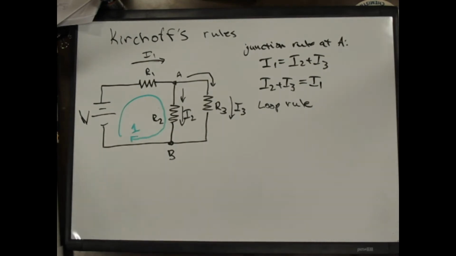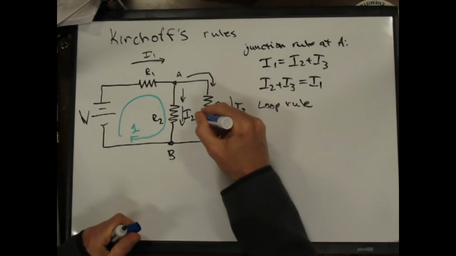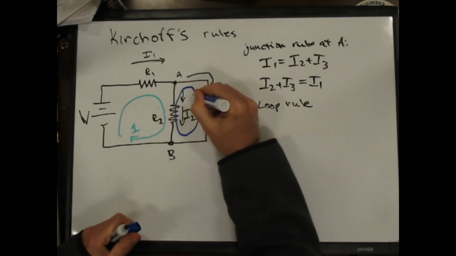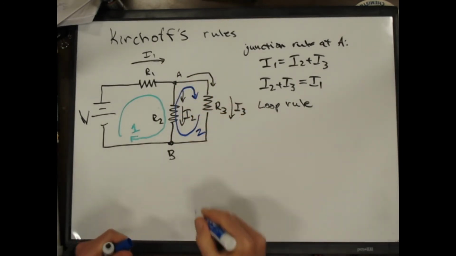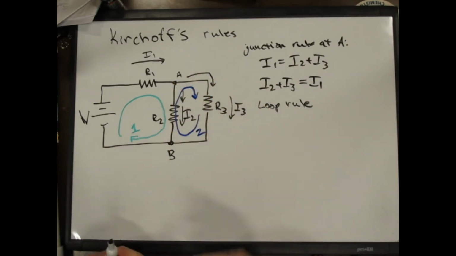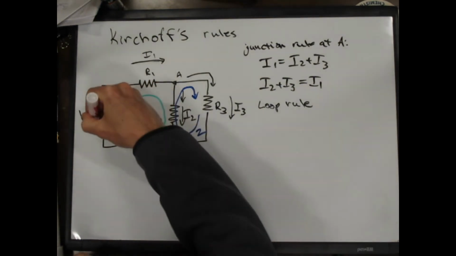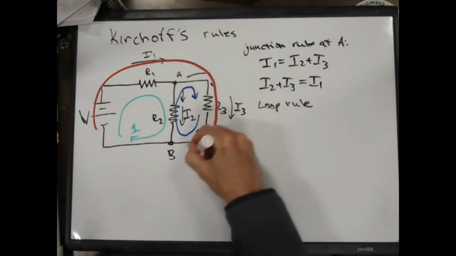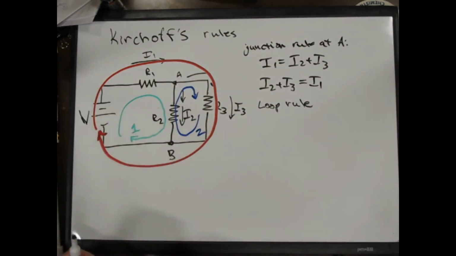And so I'll make a second one. Here's loop 2. If I go around from A all the way around to B and then back to A, that's loop 2. And finally, there's a third loop, which you might not have thought of, but maybe you did. That's just all the way around the whole circuit. And that's loop 3.